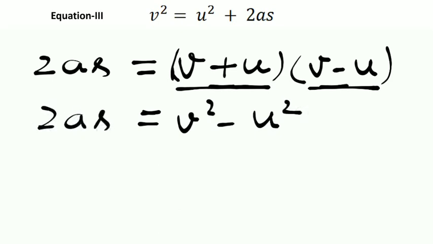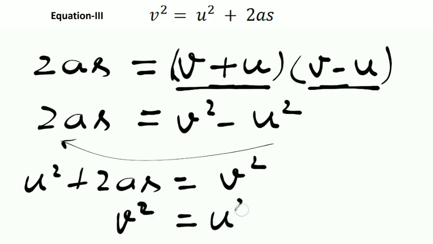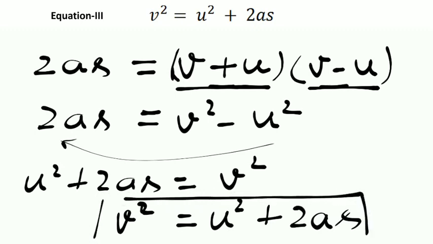Take this minus u square to that side, and we get u square plus 2as is equal to v square, and this can also be written as v square is equal to u square plus 2as, which is our third equation of motion. Hence proved.